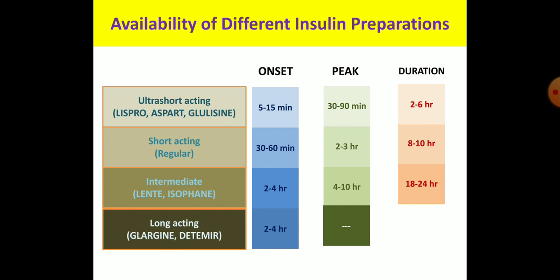It is very obvious that the chances of hypoglycemia with an insulin preparation are maximum at its peak, and that's why with the peakless glargine the chances of hypoglycemia are very low, while the duration is 24 hours.